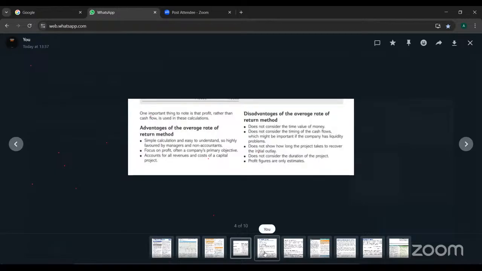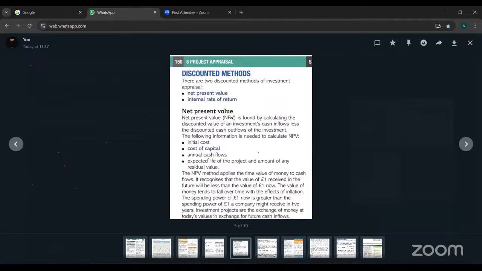Okay. So before I start NPV, can you tell me whether you understood ARR? Seema, can you tell me whether you understood ARR? Okay, so you told me you can understand the ARR calculation. Okay, fine. I will explain that to you again.